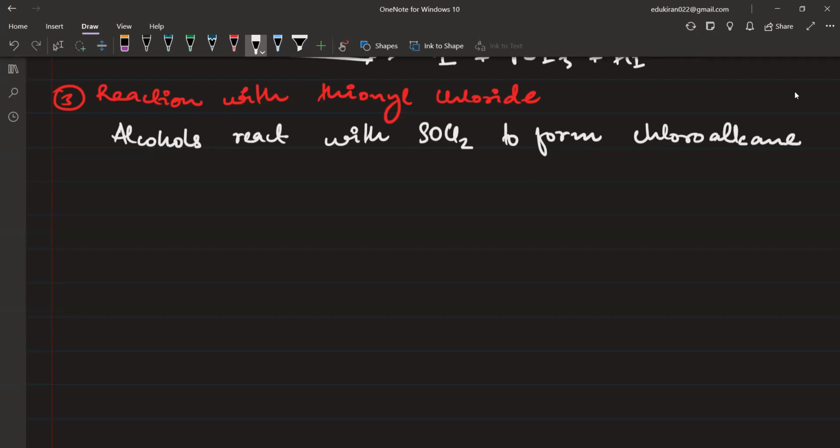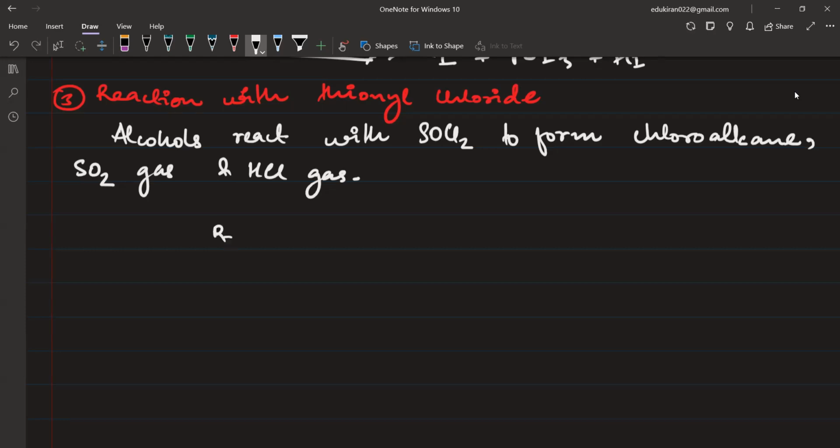Chloroalkane, sulfur dioxide SO2 gas, and HCl gas. This is one of those reactions in which I have also written the byproducts, which means the byproducts are important. If you remember from the chapter haloalkanes, you will also remember why. SO2 and HCl are gases, so they will evaporate and escape from the container, and we will get pure chloroalkane.